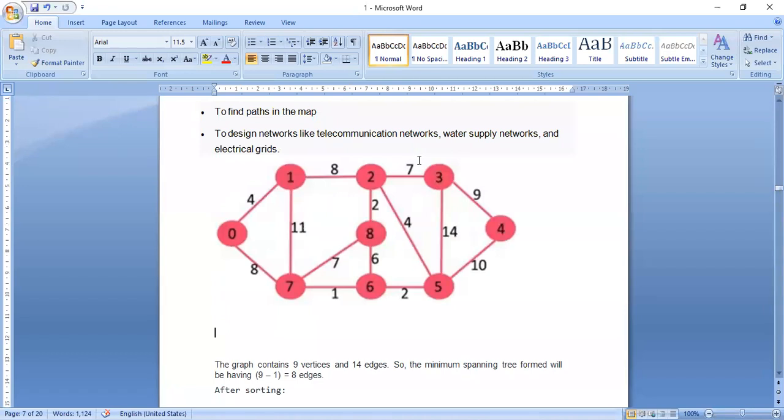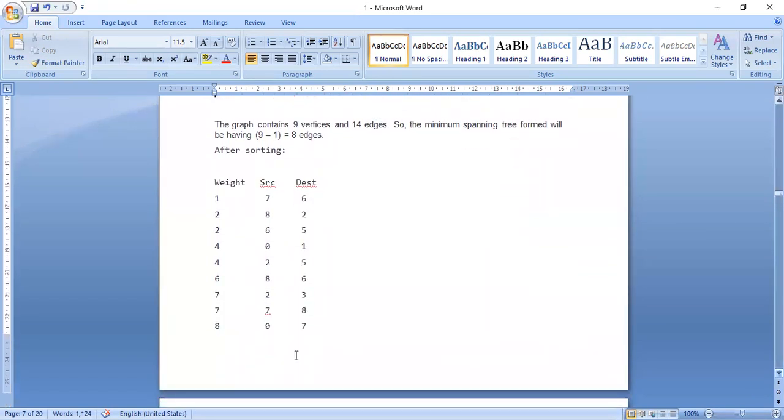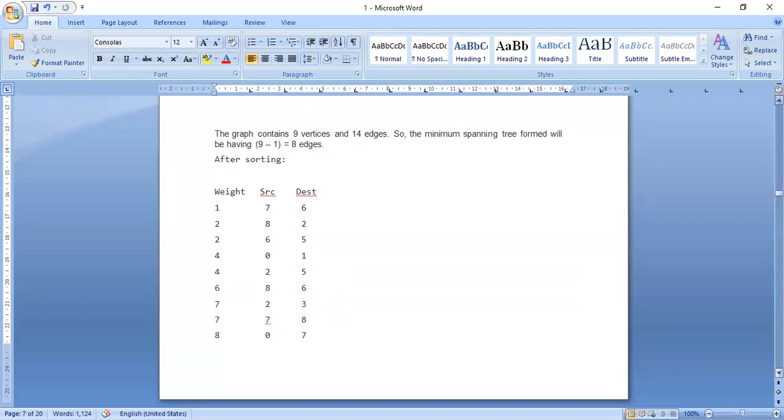So next weight is 7. How many edges are there with weight 7? 2 to 3 and 7 to 8. You can see the example here. So with weight 7, 2 edges are there.